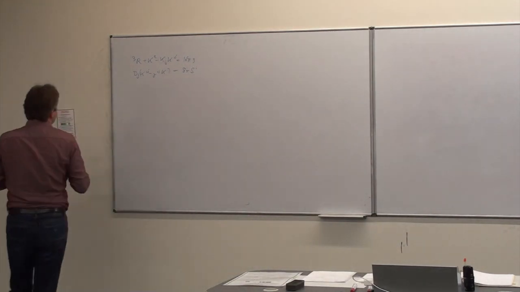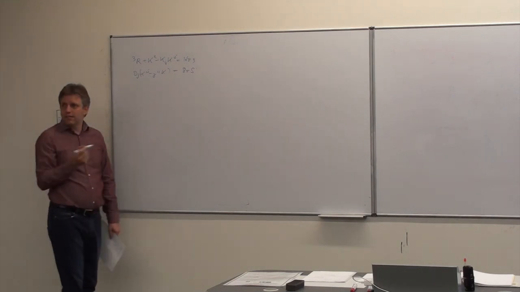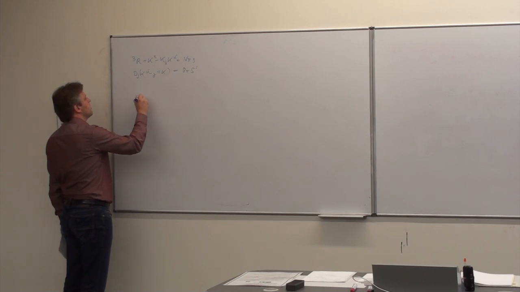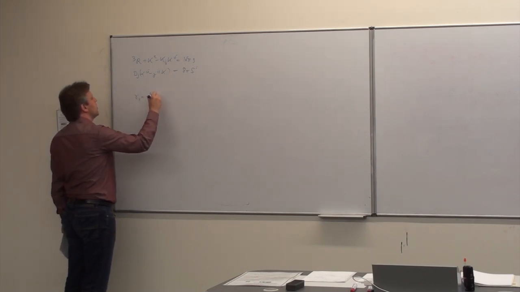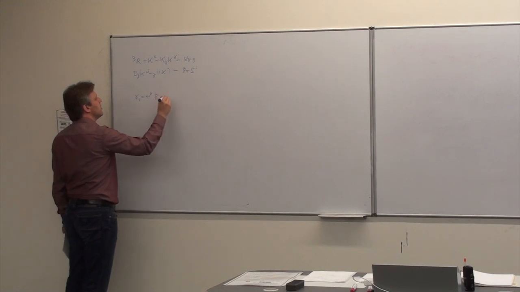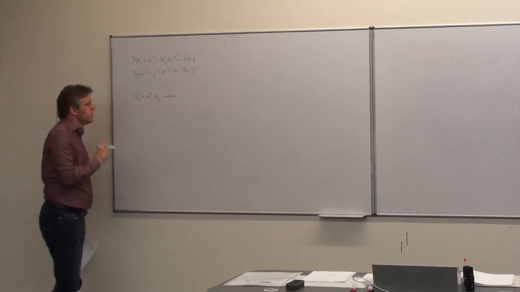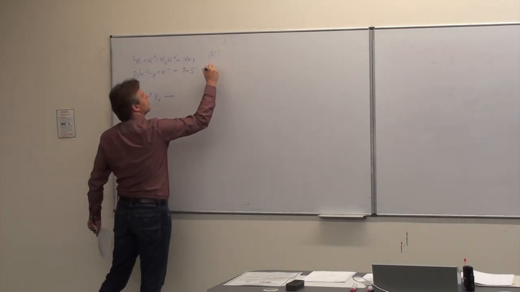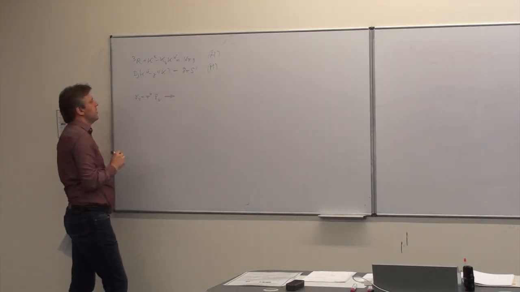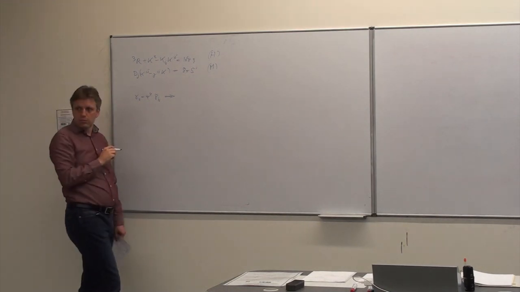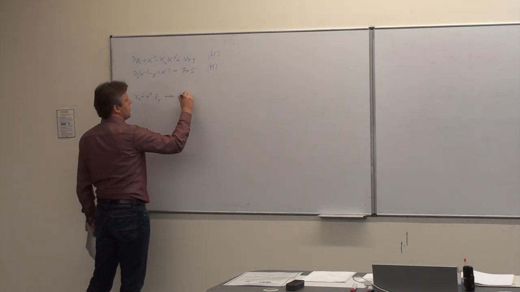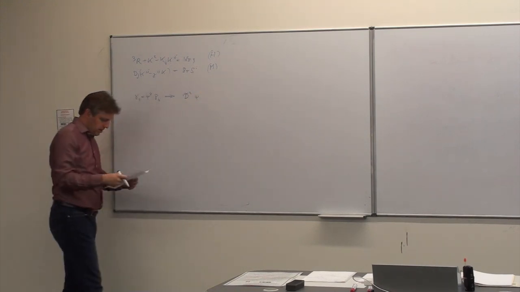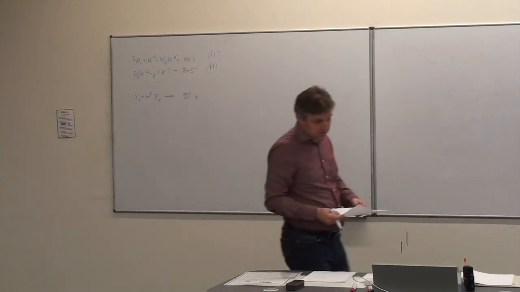And the last thing we managed to do yesterday was we rewrote the spatial metric as a conformal factor times a conformal metric, and that turned the Hamiltonian constraint into an elliptic equation for the conformal factor: the Laplacian of psi equals more terms.